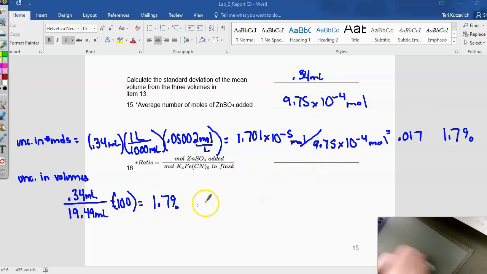So we're going to use that 1.7% to find the uncertainty in our ratio, but that's technically the answer. You can do it with your moles or you can do it with your volumes.